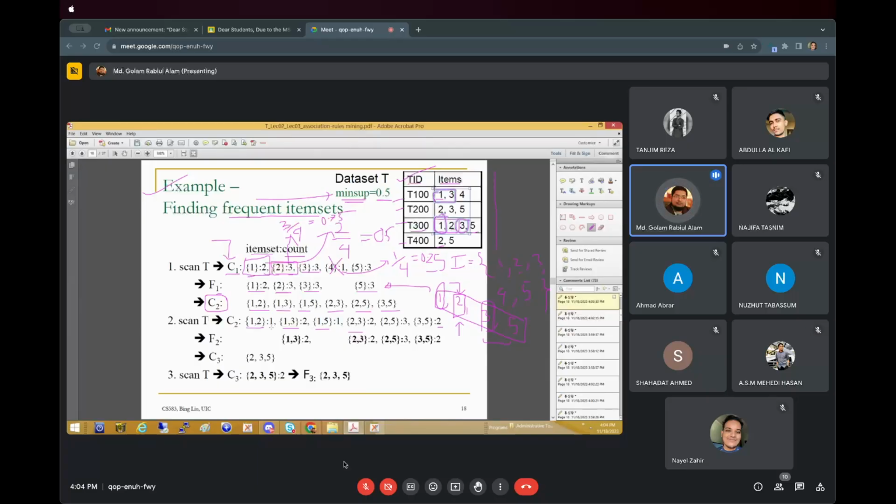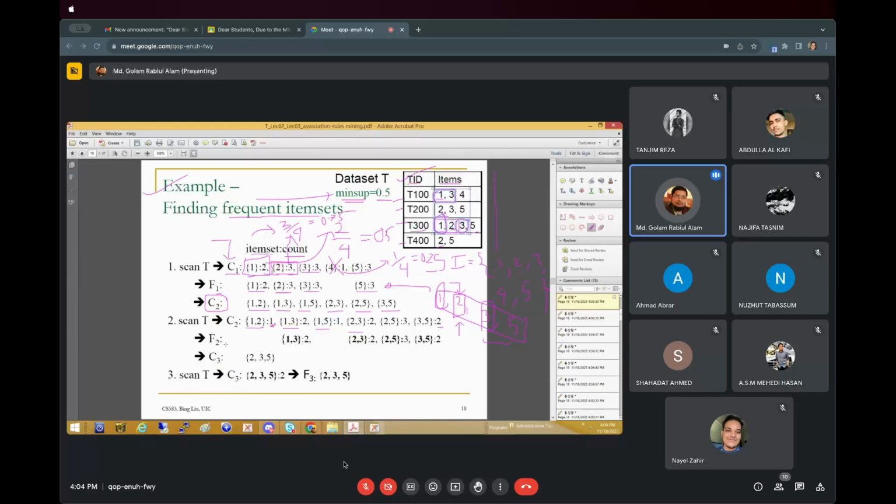If we have the frequency, then we can also find the support. That means, out of the four transactions, how many times that subset appeared. Based on that, we can calculate the support. So for the one that appeared once, the support will be 1 by 4, which is 0.25. For 2 it is 0.5, and for 3 the support is 0.75. We have already seen this one here.